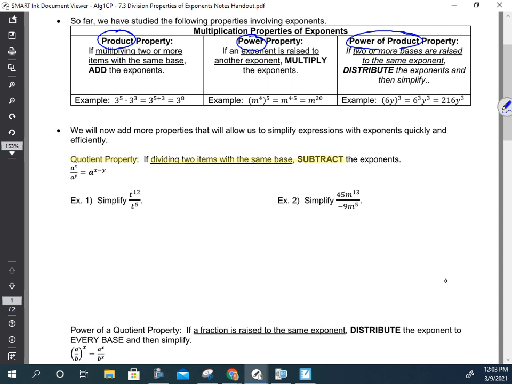So example 1, you have t to the 12th over t to the 5th power. So you're dividing with the same base. So you keep the base and subtract the exponents. What's 12 minus 5?